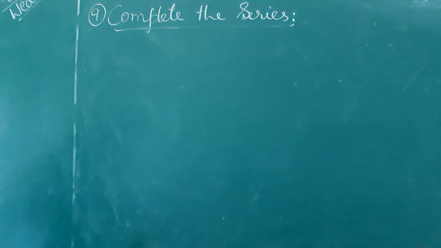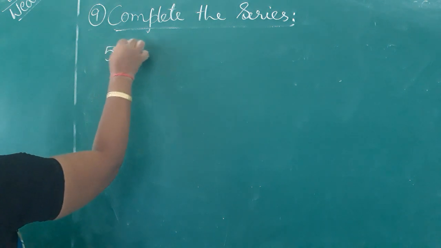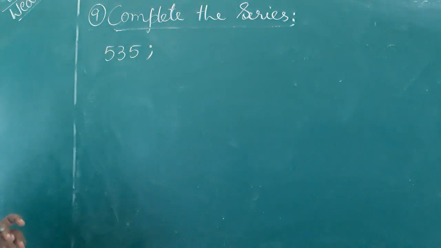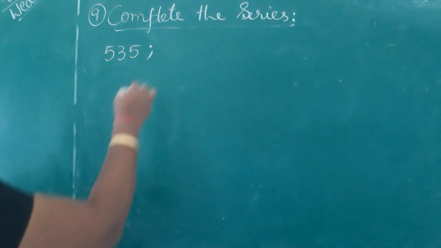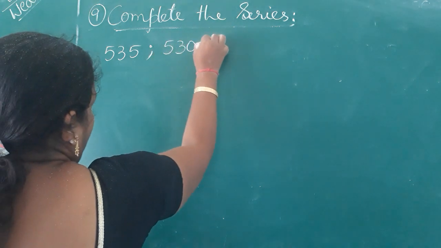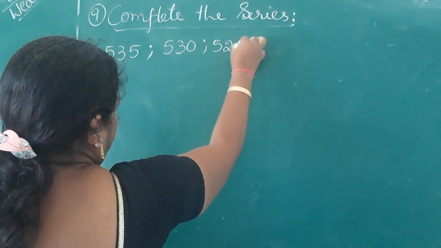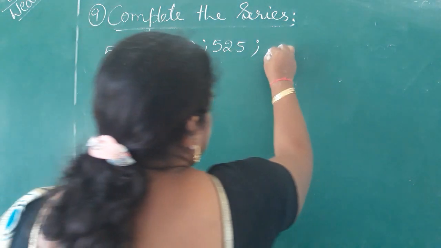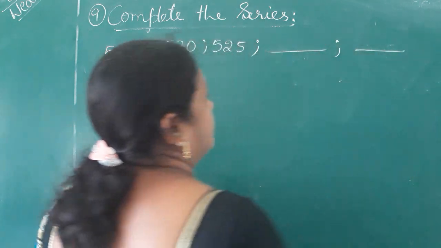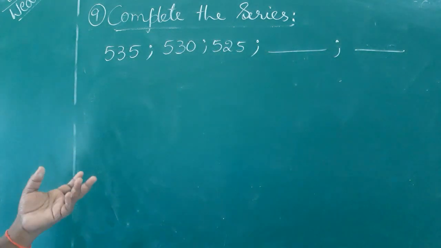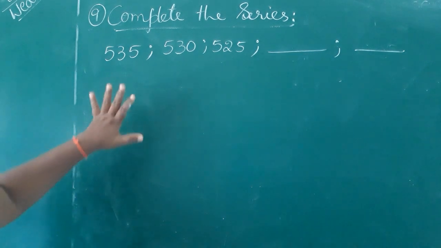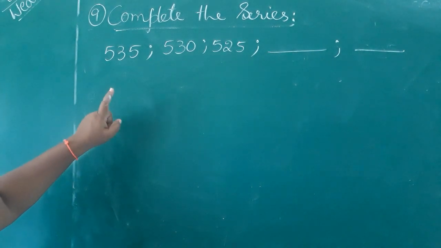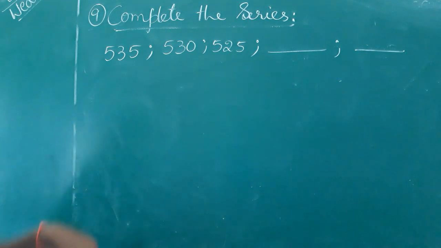Complete the series. They have given a series of numbers for us. 535. Next one, 530. 525. Okay. What comes next in this series? What number comes in this series? Series means a grouping of numbers. Some group of numbers was given, and they ask us to find what comes next in this series.